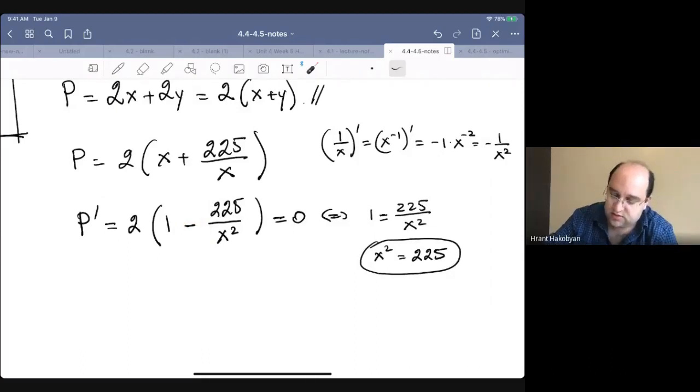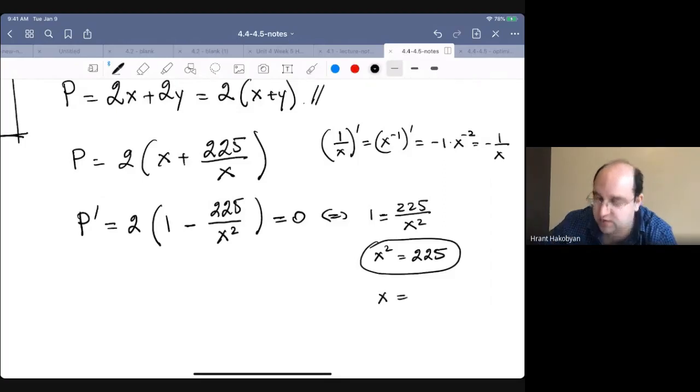Okay, so that means x, well, what is the number whose square is 225? I believe it's 15, right? So the answer is plus or minus 15, and as usual, negative 15 doesn't make sense because it's about the length, so we're just doing x equals 15, okay? So that's the only one which makes sense in this example.